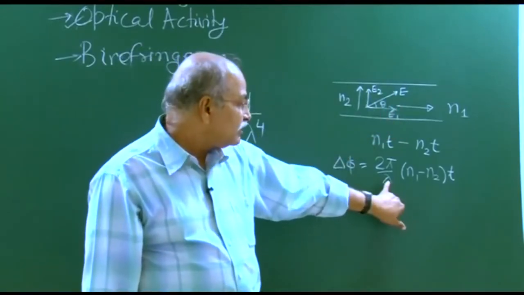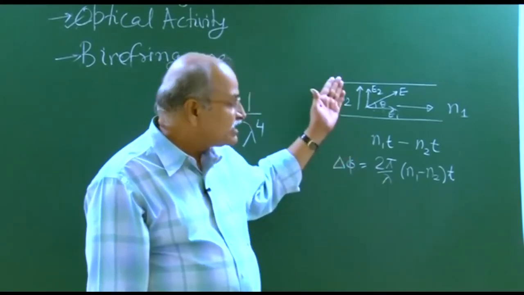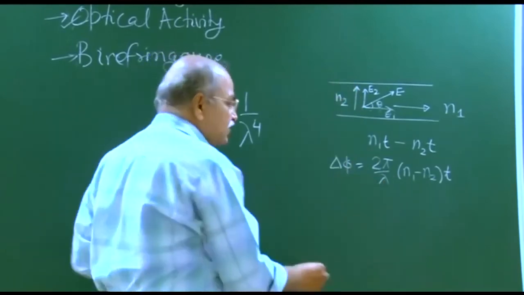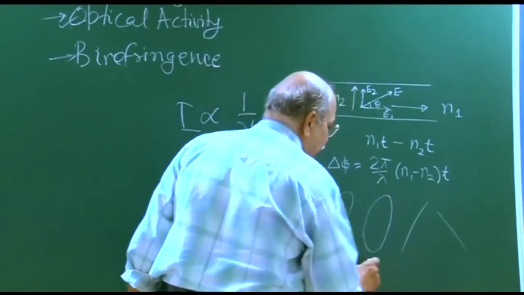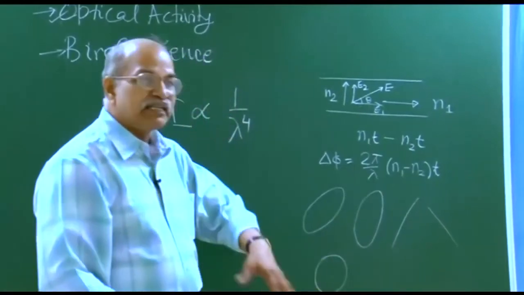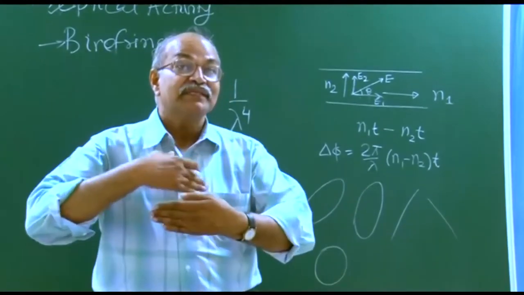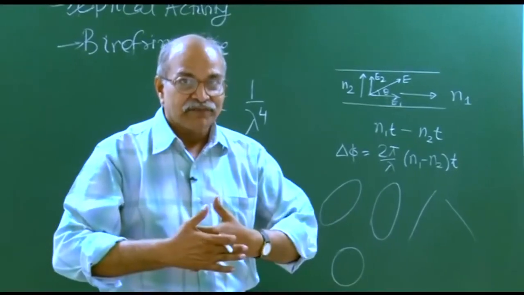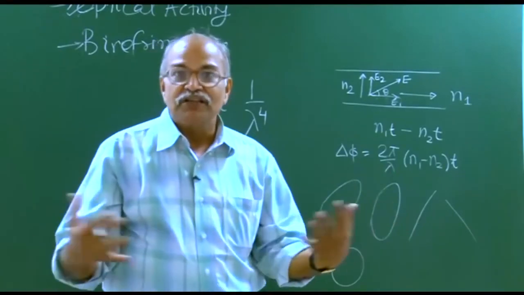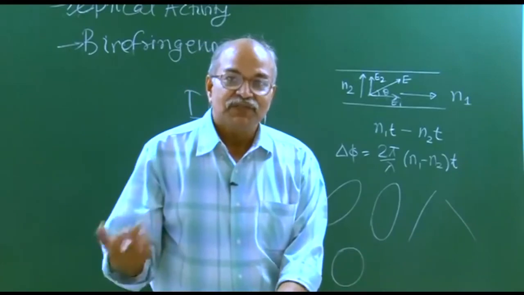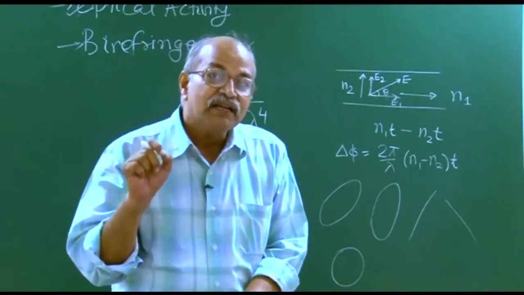So depending on lambda, you will have different phase differences, and correspondingly the light which is coming out will have a polarization which could be this way, which could be this way, which could be this way or that way, or could be circular and so on. So different wavelengths will come out with different kinds of polarization states. And then when I am putting second polarizer to cut one particular component of vibration, the entire spectral distribution of that light which comes out will be different for different lambdas, and that is the source of different colors appearing.